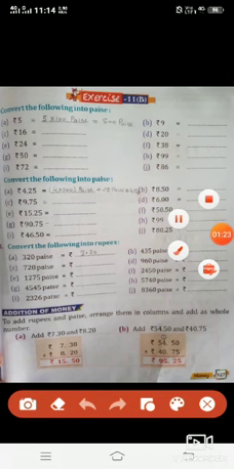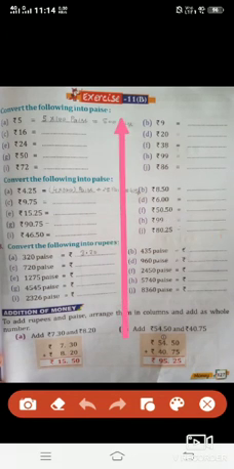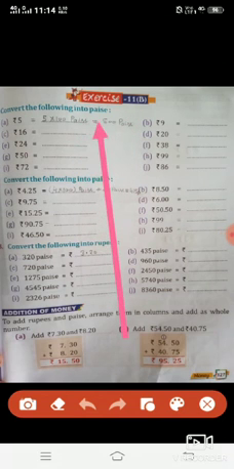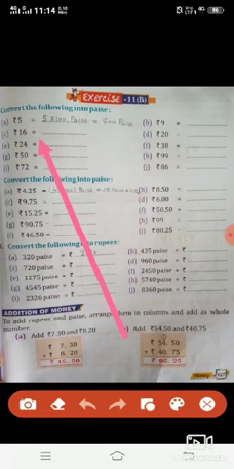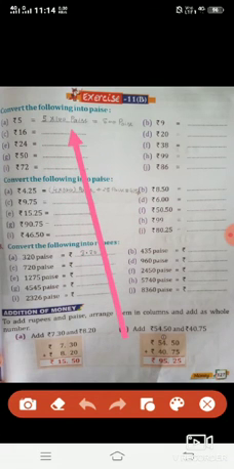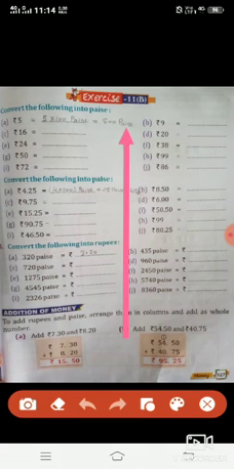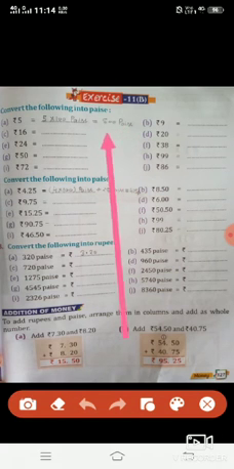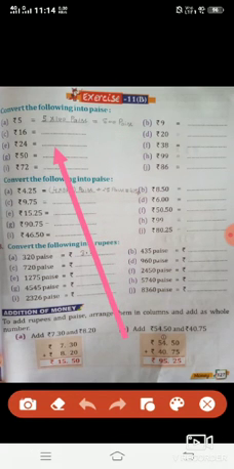Now students, come to exercise 11B. Convert the following into paise. Students, be noted very well, 1 rupee equals 100 paise, so 5 rupees equals 5 into 100 paise, equal to 500 paise. That's the way you will solve the rest of the questions.